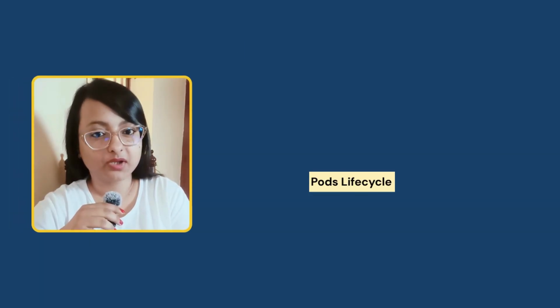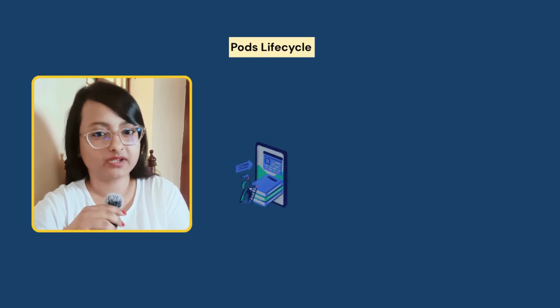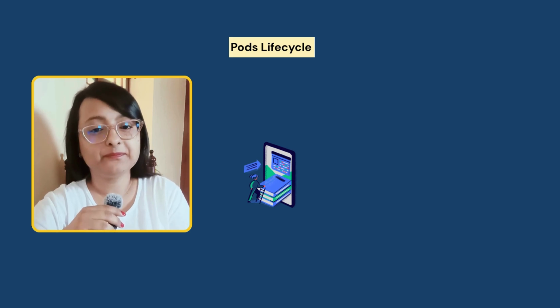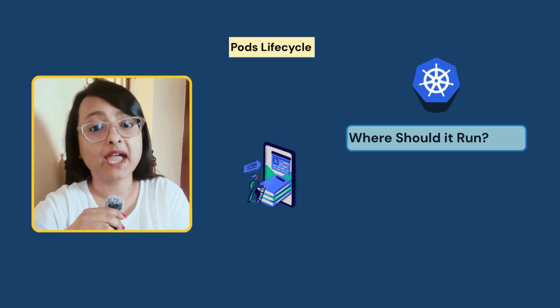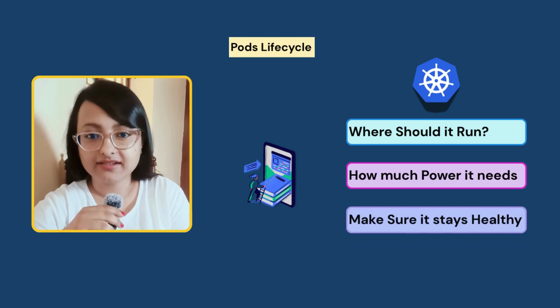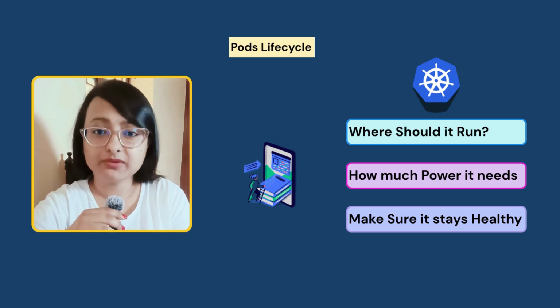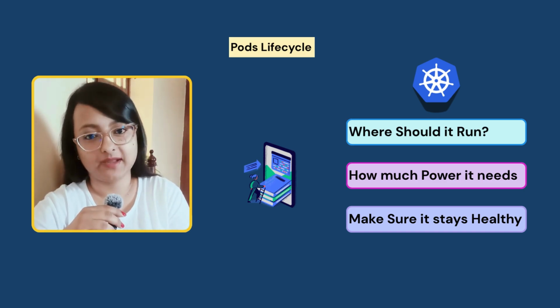Now let's talk about a pod's lifecycle. Imagine you have developed a software application. Kubernetes is the system that decides where it should run, how much power it needs, and also makes sure it is healthy. So when you create a pod, here's what actually happens.